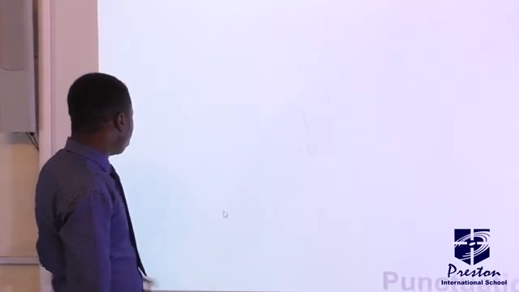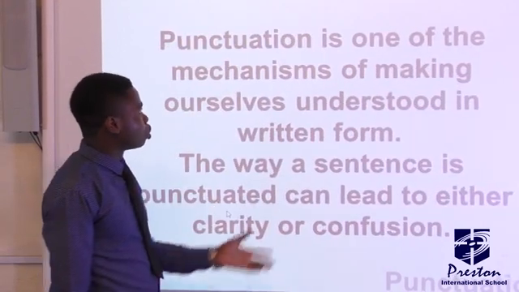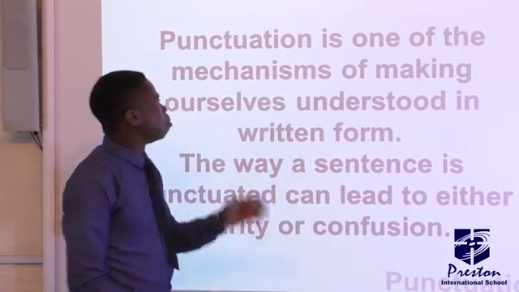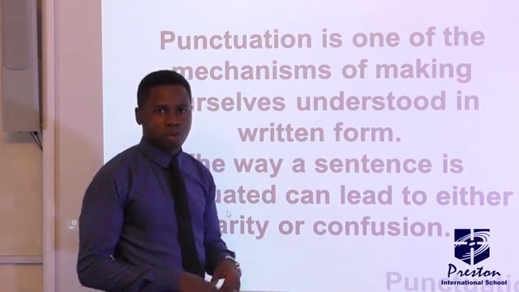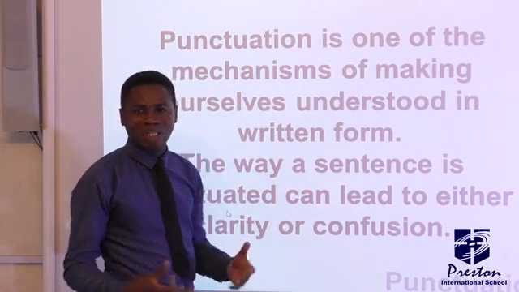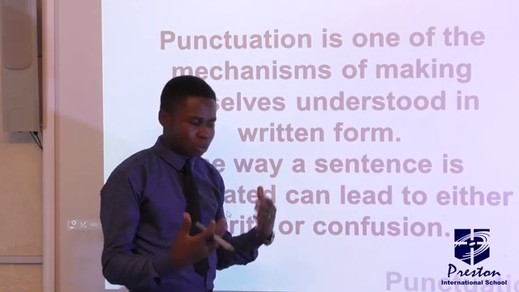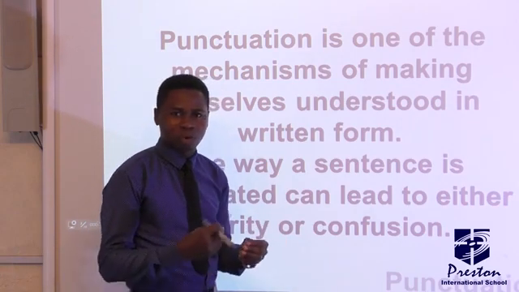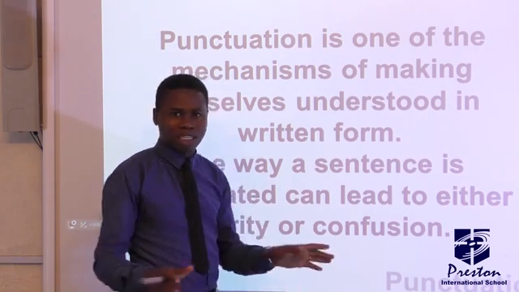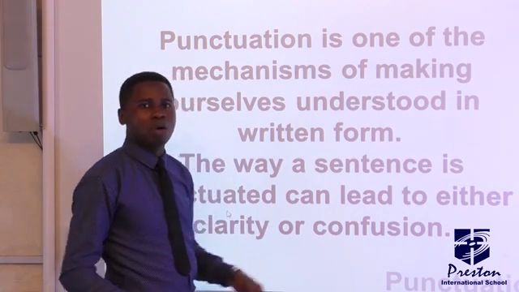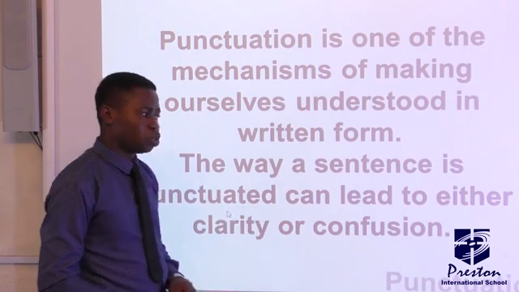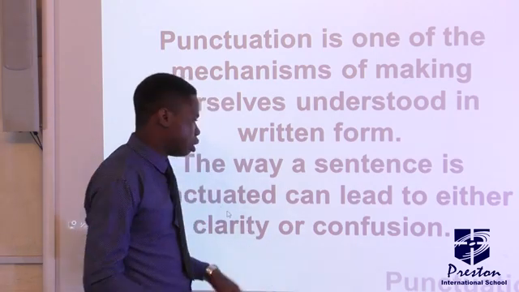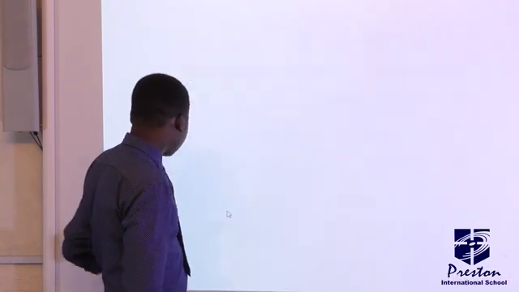Like I told you in the previous class on punctuation, it's one of the mechanisms of making ourselves understood in written form. Of course, when we read we employ punctuation marks, and we also use pauses. But basically, punctuation marks reflect more when we're talking about the written form. So the way a sentence is punctuated can lead to either clarity or confusion.